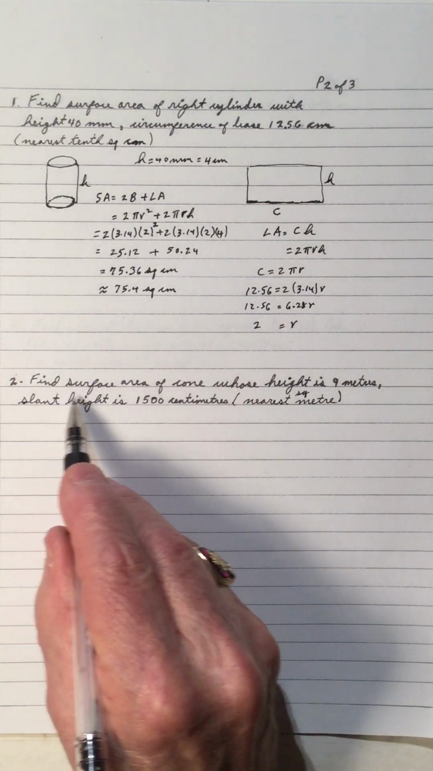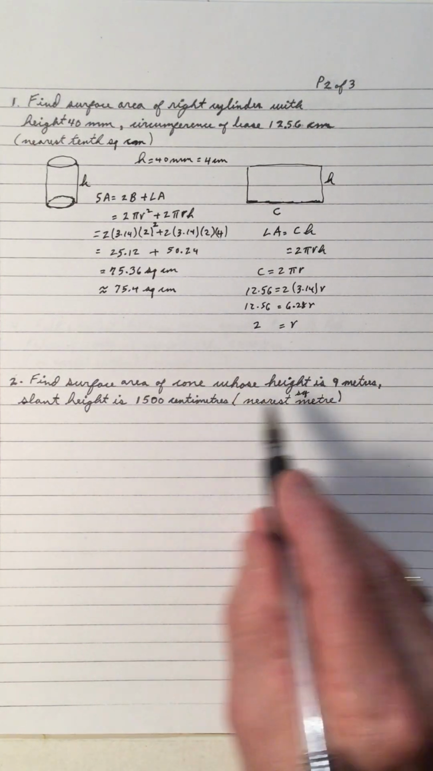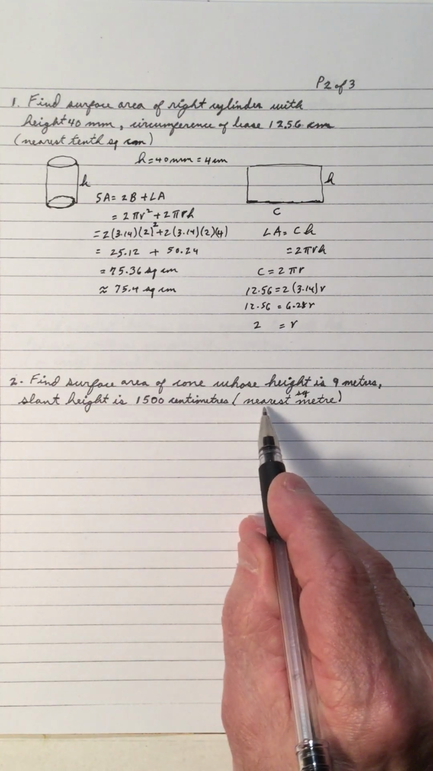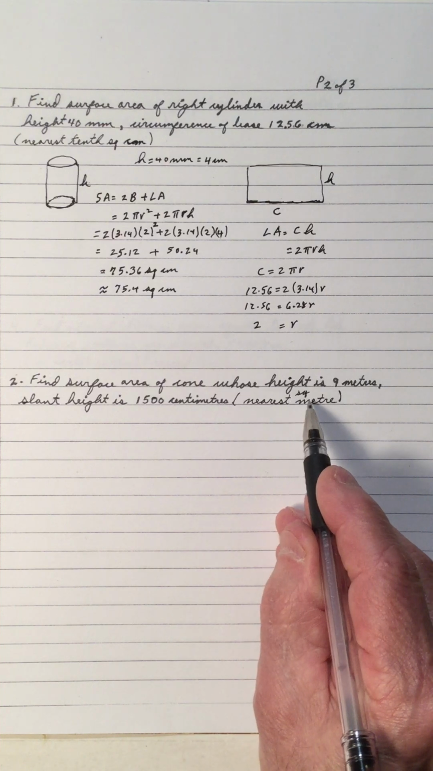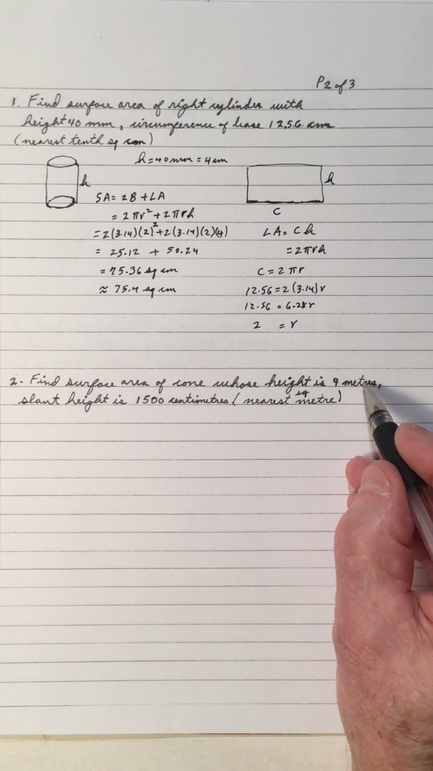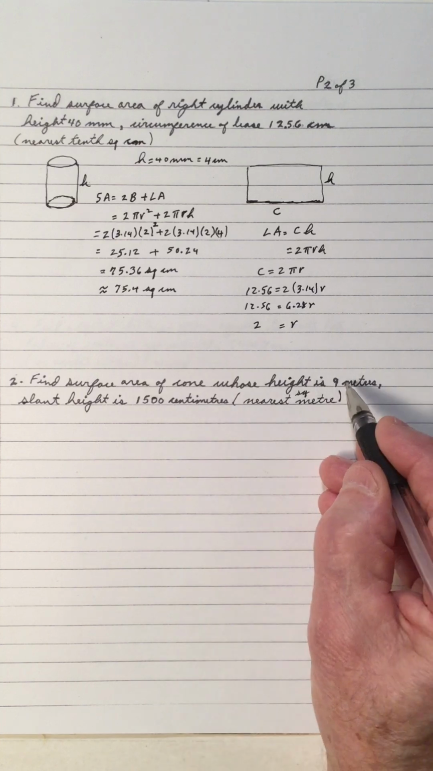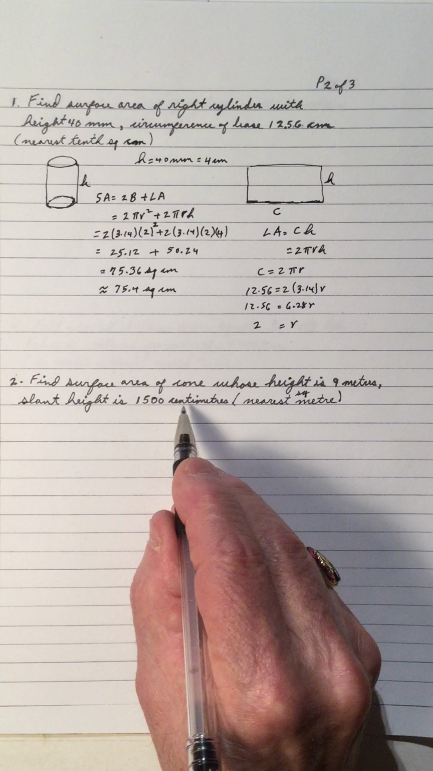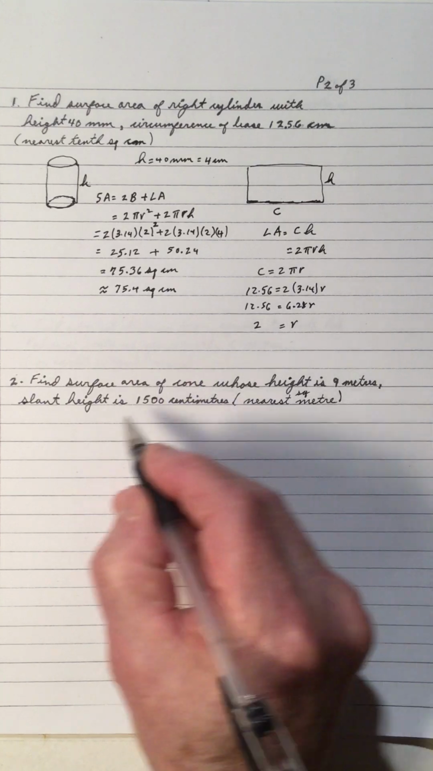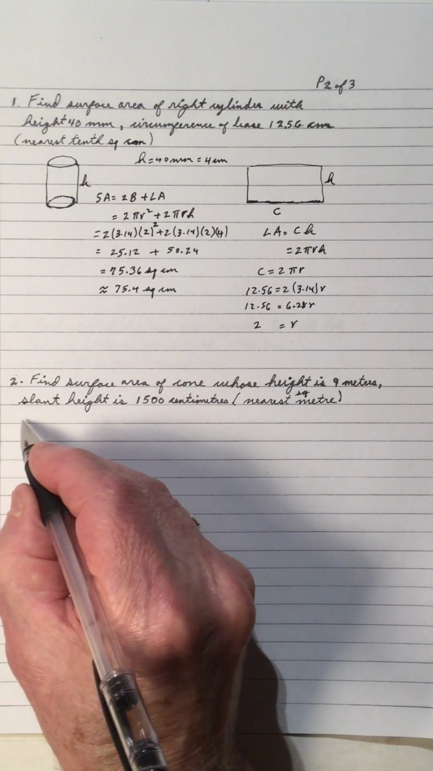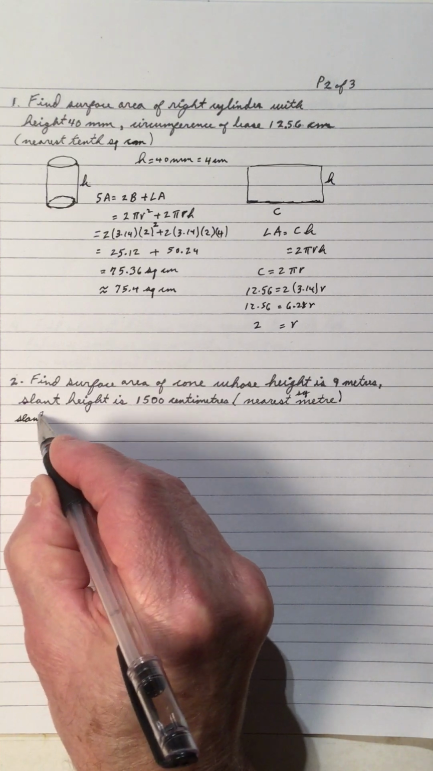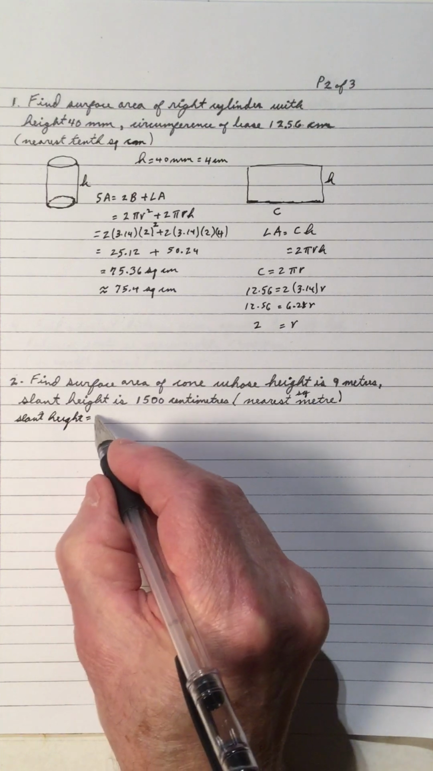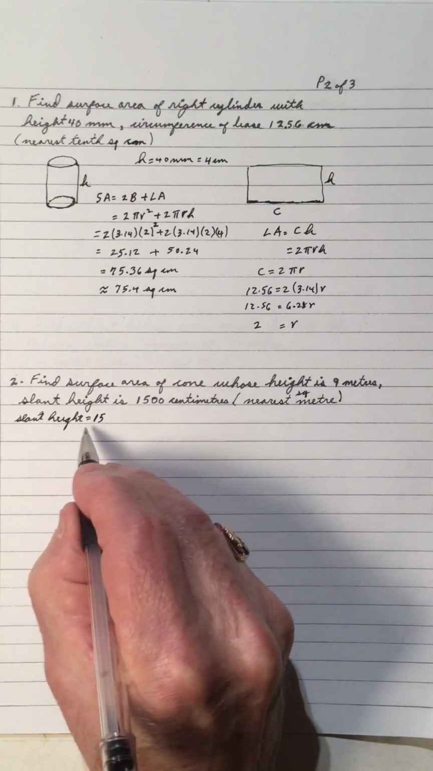Number 2, find the surface area of a cone whose height is 9 meters. The slant height is 1,500 centimeters, and we want to find the nearest square meter. Well, we have meters, and this is centimeters. There are 100 centimeters in a meter, so you divide. The slant height, divided by 100, is 15 meters.